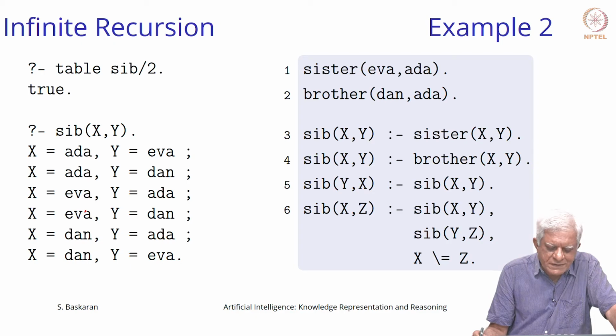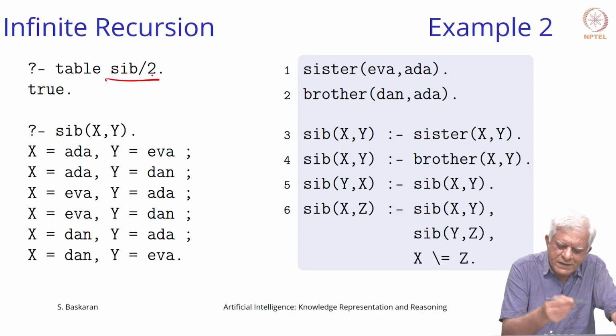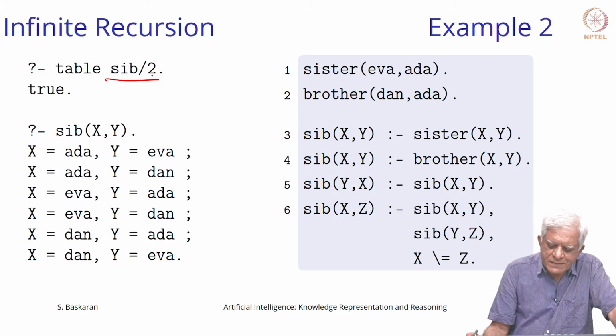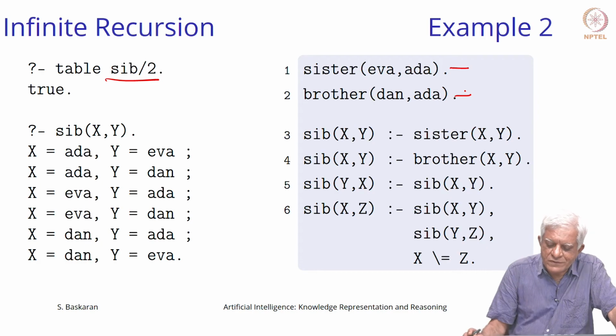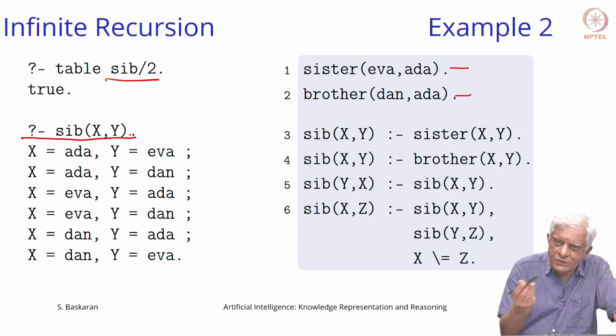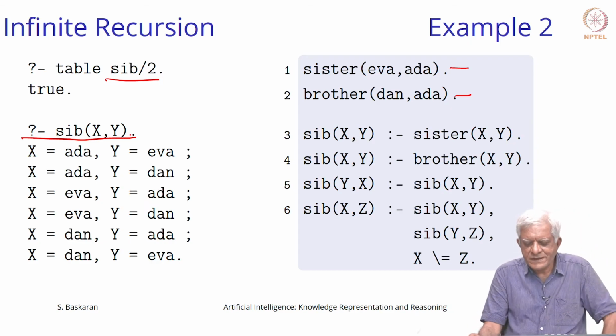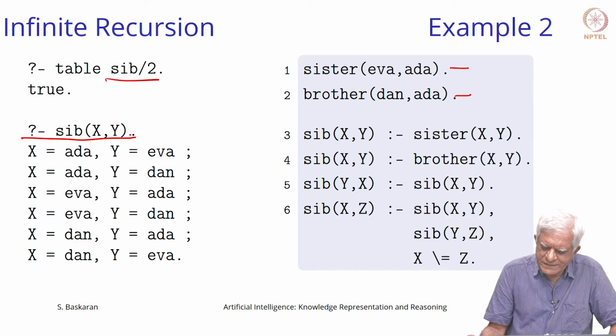So, here is another example. You are creating a table for the sibling predicate. The sibling predicate is defined here on the right hand side. There are two facts given to you. Eva is the sister of Ada and Dan is the brother of Ada. This is given to you. And the query that we are going to ask is that are there two siblings in our database, and our rules for defining siblings are as follows.